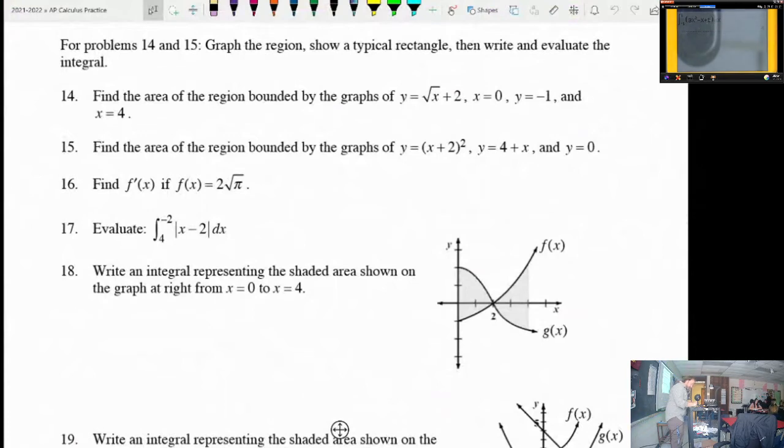So we've got kind of a boundary coming down here. This is x equals 4. There's x equals 0. y equals negative 1 would be like this, down here. And the square root of x plus 2, if I graph that really quick, I'm just going to think about some numbers. I know the square root of 0 plus 2 is 2.